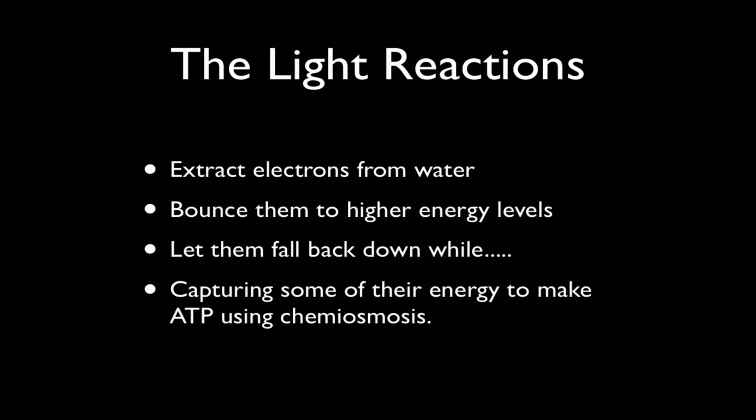All right. Now the light reactions do four things. The light reactions extract electrons from water. Now these water electrons have very, very low energy. So they need to be literally bounced to a higher energy level. And this energy is going to be coming from sunlight. And then these electrons are going to be allowed to, in a way, fall back downhill. While they fall, this energy is going to be captured to make ATP. And of course, the process for doing this is chemiosmosis, exactly like we saw in mitochondria using the enzyme ATP synthase.